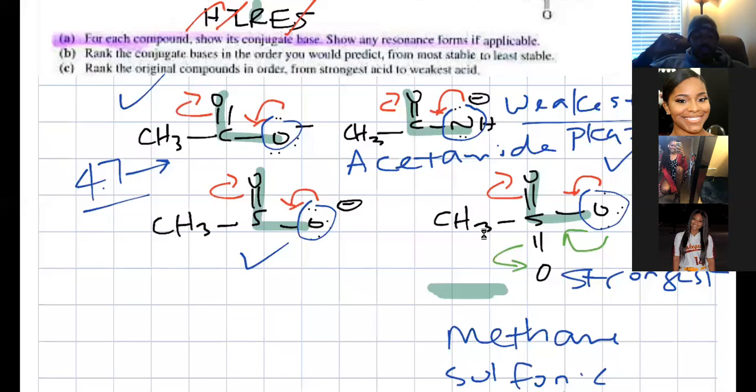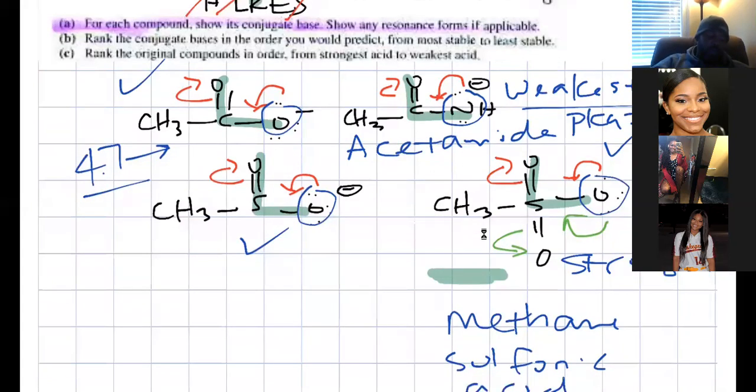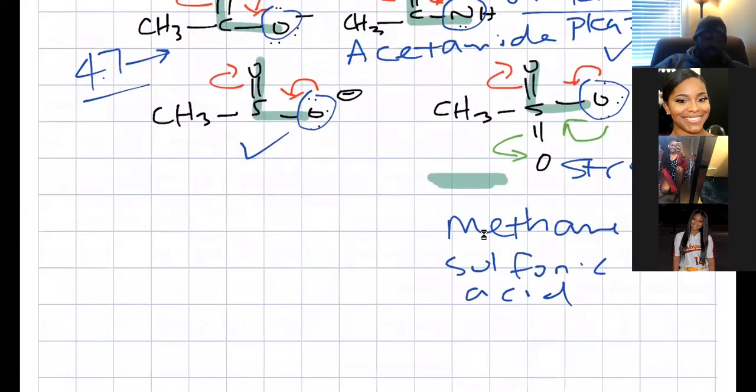So 17. Anybody got methane sulfonic acid? Negative 2.0. Very good. I agree with that 100%.